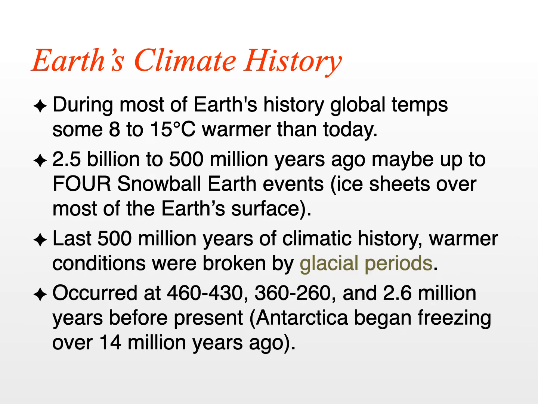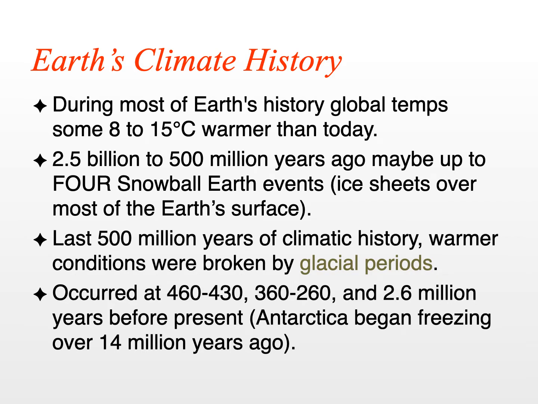About 2.5 billion to 500 million years ago, there were probably 4 events where ice sheets covered most of the Earth's surface. These events are known as snowball Earth events.